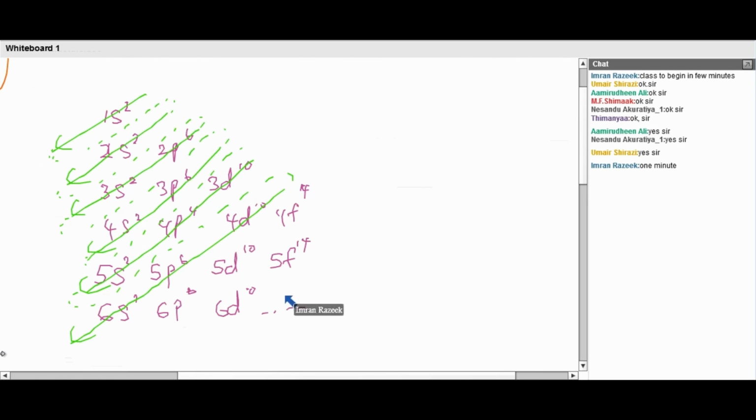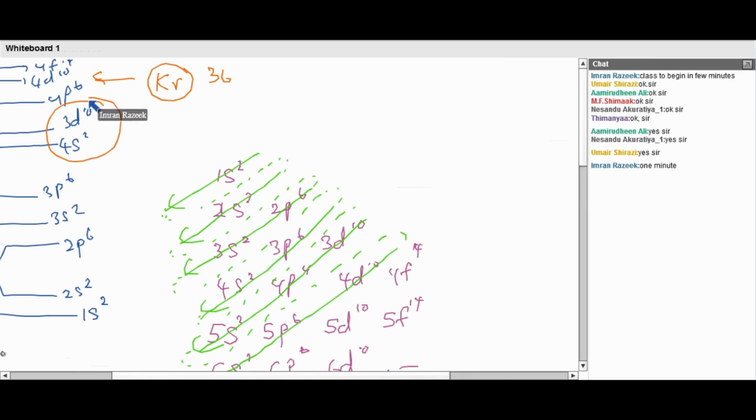Clear? So we don't need to know the entire series, but if you know up to the 4p6, that's sufficient. So up to 4p6, only one orbital overlapping is there, which is between the 4s and the 3d. Clear?